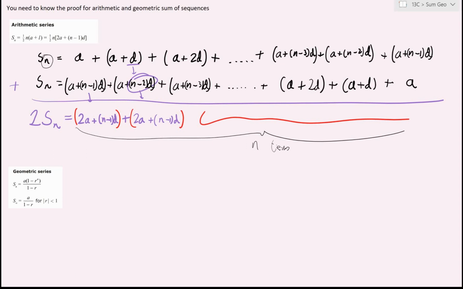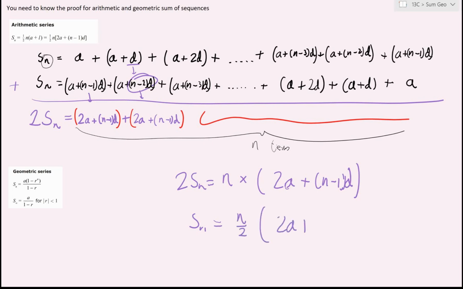And if they're all the same, they will all equal n times 2a plus n minus 1 d, because we have n lots of this term. Remember, that sequence is 2 lots of my sum, so therefore my sum will just be n over 2, or half n, times 2a plus n minus 1 d, as it should be. So hopefully that wasn't too bad. Again, that's something I expected to know.